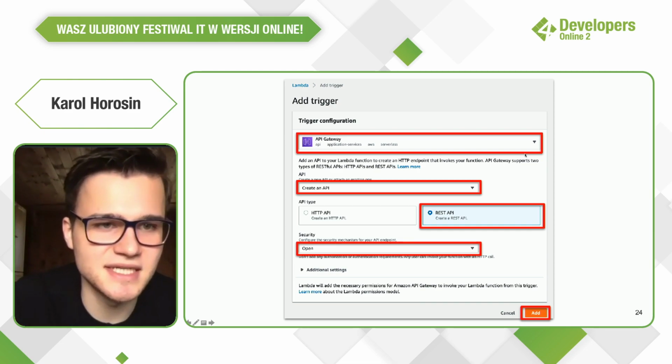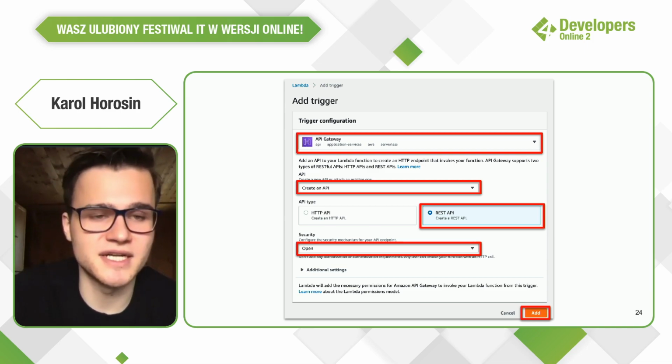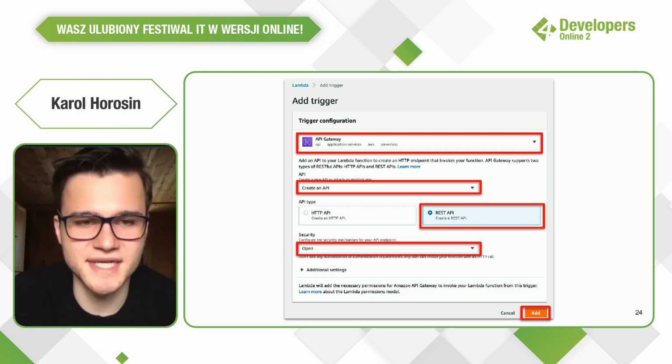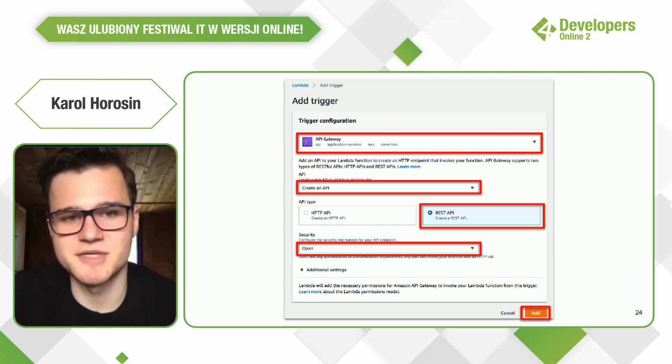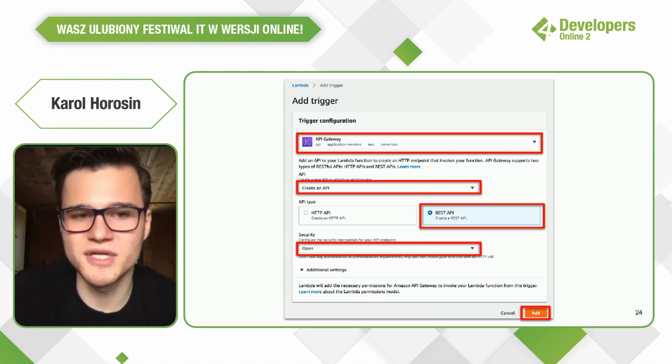And as you can see on the top, we choose API Gateway. If you do it yourself, you can actually choose different triggers and play around. We don't have an API Gateway configured, so we're going to create one and specify REST API as this one. And as for security, we're going to use open. There are different solutions here.